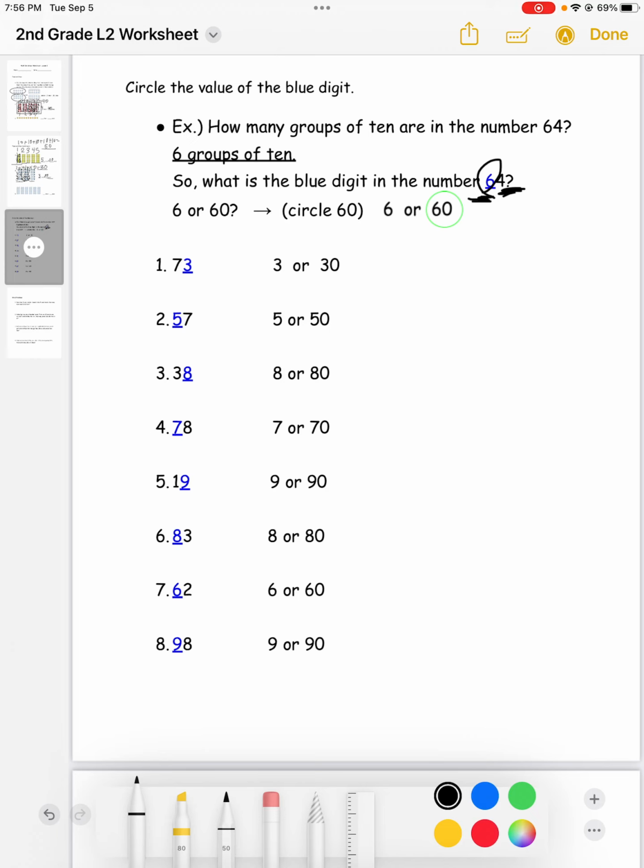So let's do 2 questions of this. Question number 3 first. It says 38 and the number 8 is colored as blue. And we know it's 8 and not 80 because the 8 is in the ones place.